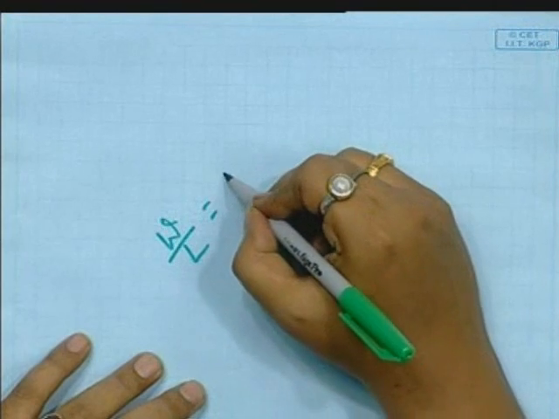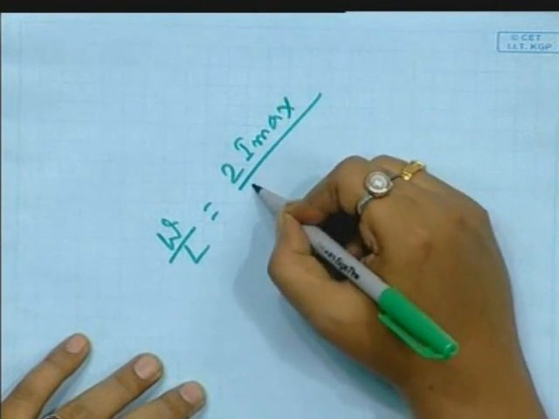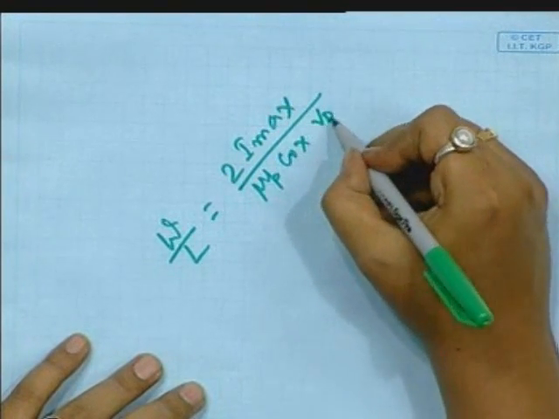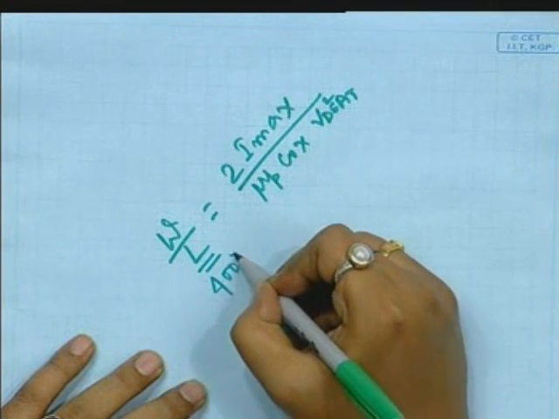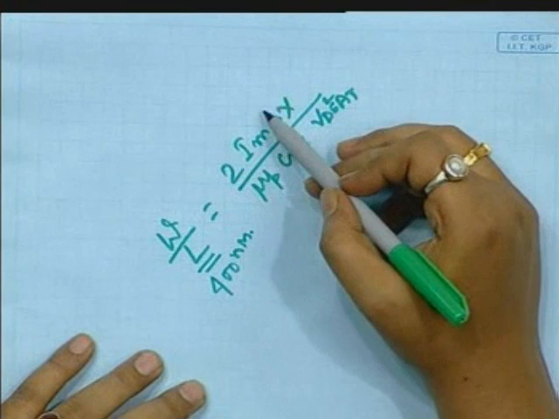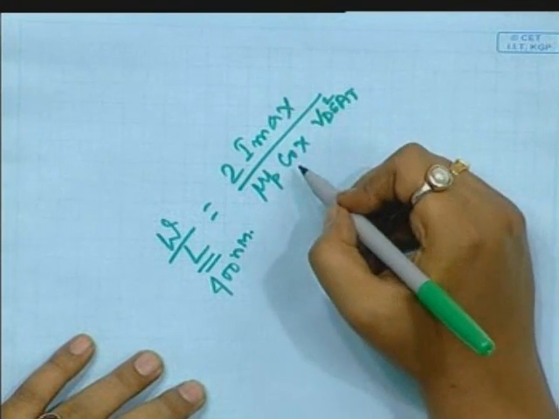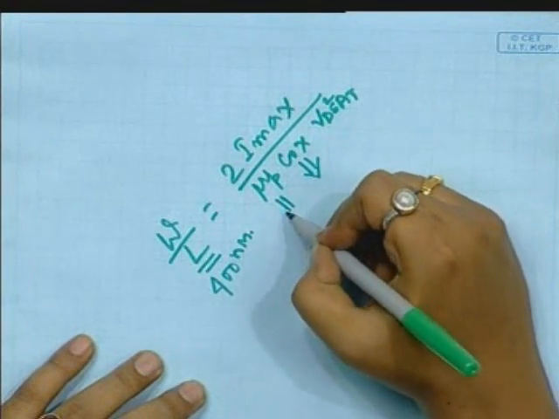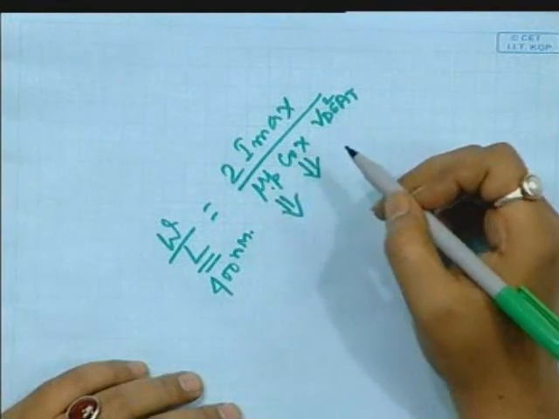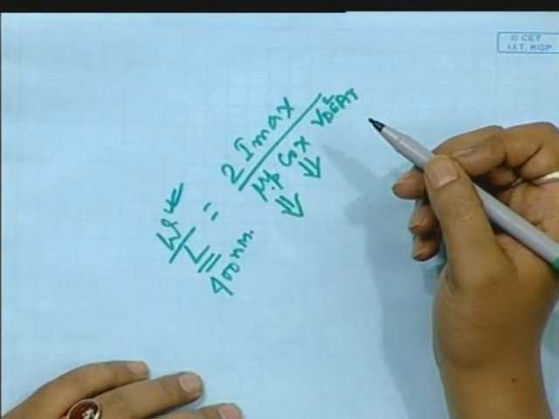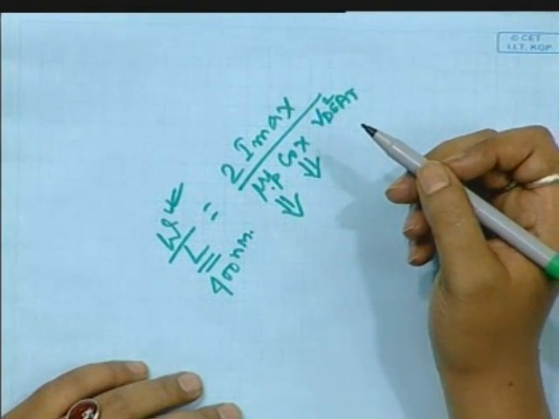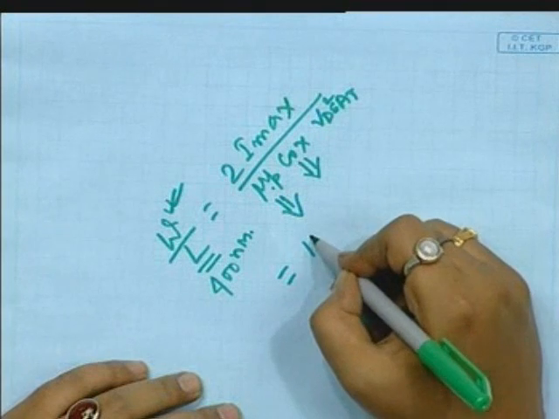W by L equals 2 Imax by mu P Cox VDsat to the power 2. Okay, this way, if L is known to you, suppose 400 nanometer, from the technology file you can get the value of Cox or mu P. Cox will actually be equal to CGD plus CGS by 2. CGS and CGD can be obtained through that calculator part. Then mu P is the mobility, given in the technology file, so you can easily get the approximate value of the width of the pass device, and generally it is huge in size, in the range of 10 millimeter, like that.